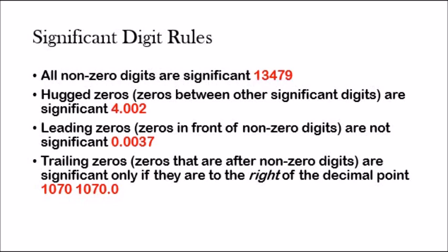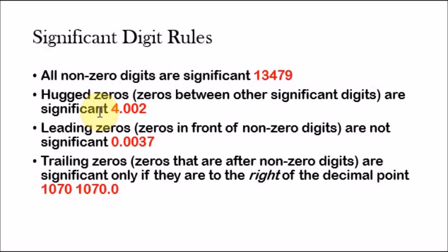The first rule is all non-zero digits are significant. If you look at this number here, 13,479, every single digit here is not zero. None of these digits are zeros. Because of that, this number would have 1, 2, 3, 4, 5 significant digits. Now, when you talk about zeros, this is when it starts to get complicated.